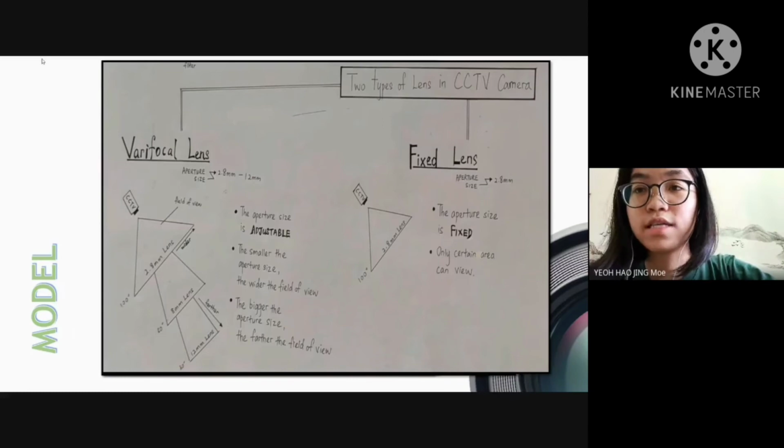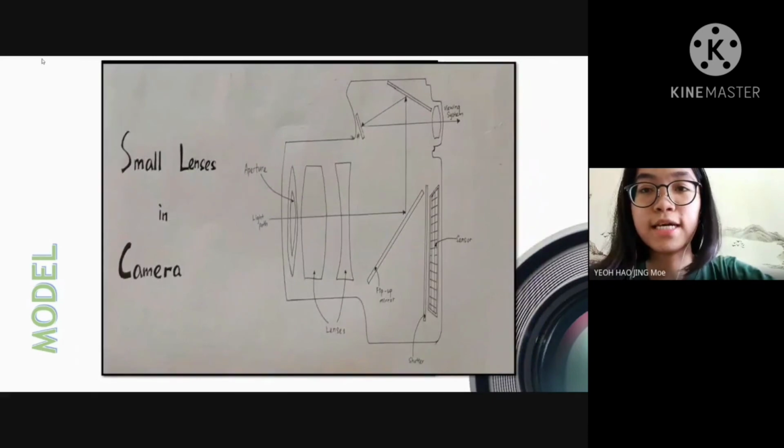And the second one is the fixed lens. It cannot be adjusted and the aperture size is fixed, only 2.8 mm, and it can only view a certain area. And these are the small lenses in a camera.